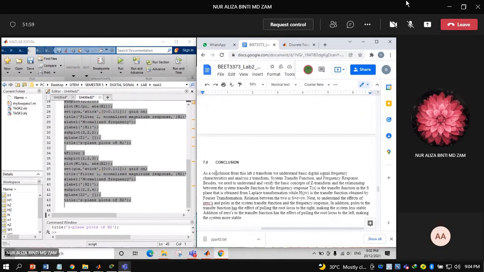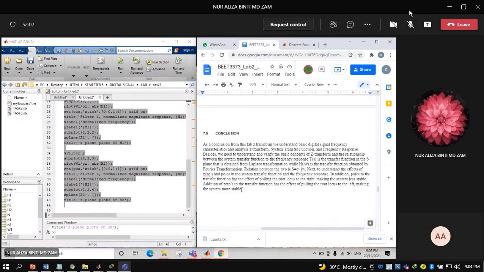For the conclusion of this Z transform lab, we understand the basic digital signal frequency characteristics and analyze the Z transform, system transfer function and frequency response. Besides, we need to understand and verify the basic concept of the Z transform and the relationship between the system transfer function and the frequency response. H(s) is the transfer function in the S plane obtained from the Laplace transformation, while H(jw) is the transfer function obtained by Fourier transformation. The relation between the two is s equals sigma plus jw.